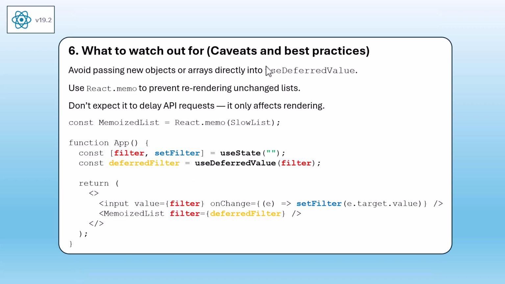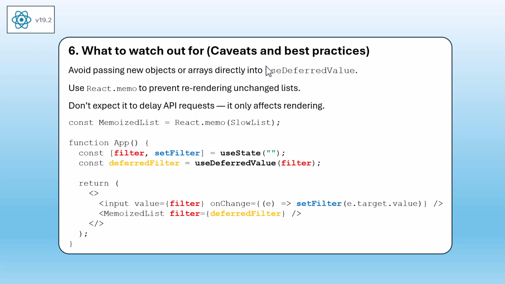6. What to watch out for, caveats and best practices. There are a few important caveats. The hook does not delay network requests or the logic that initiates them. It simply defers when the UI shows the new value. So if you rely on this hook to reduce network load, that expectation may be misplaced. If you pass values that change on every render, for example freshly created objects or arrays, the hook may cause unnecessary background updates because React will detect them as different.